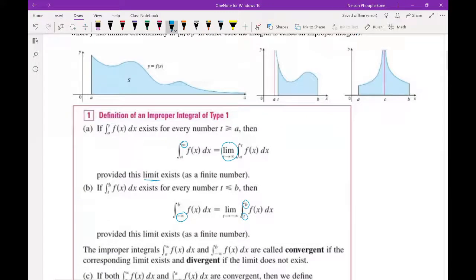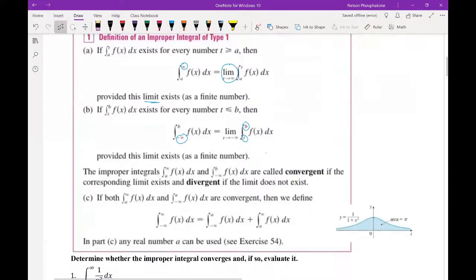Then the improper integral from a to infinity of f of x dx, or from negative infinity to b of f of x dx, is called convergent if the corresponding limit exists, and divergent if the limit does not exist. Convergence means the answer is a number. Divergence means the integral is either infinity or negative infinity.